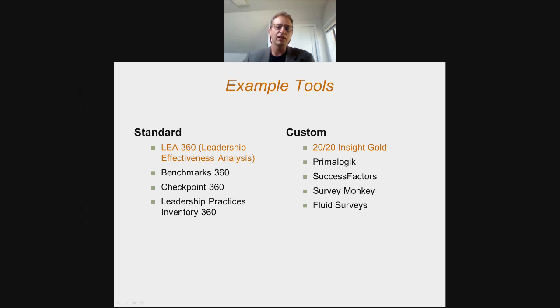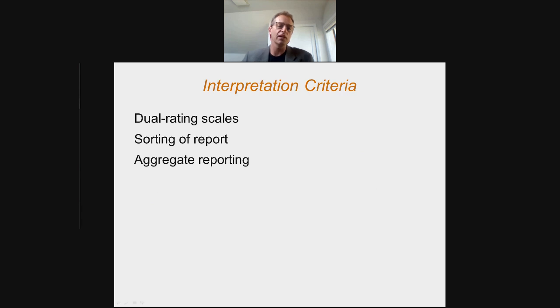So some of the criteria in choosing one of these tools are things like this, the dual rating scale, which I've spoken about. And by the way, I'll show you an example of that in a minute. Also, how the report is sorted. So a purpose-built 360 feedback report will do things like sorting all of the behavioral outcomes from highest to lowest scoring, things like that, which make it easy to spot where am I doing well, where do I need to do better. The ability to report aggregates of a group of people, things like that.